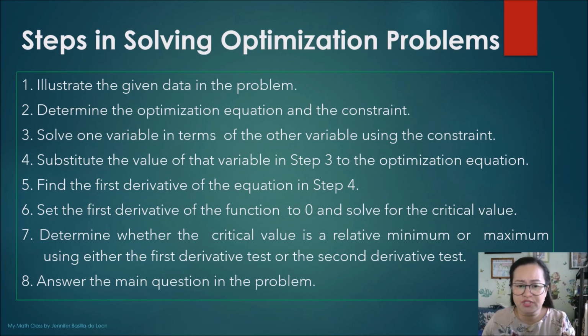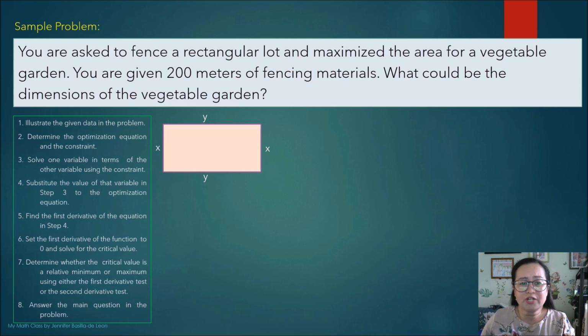And then find the first derivative of the equation in step 4. Then set the first derivative of the function to 0 and solve for the critical value. And then determine whether the critical value is a relative minimum or a maximum using either the first derivative test or the second derivative test. And lastly, answer the main question in the problem. Now let's have a concrete example. You are asked to fence a rectangular lot and maximize the area for a vegetable garden.